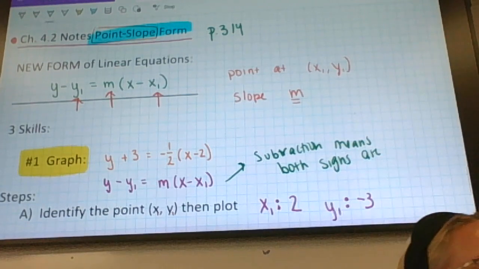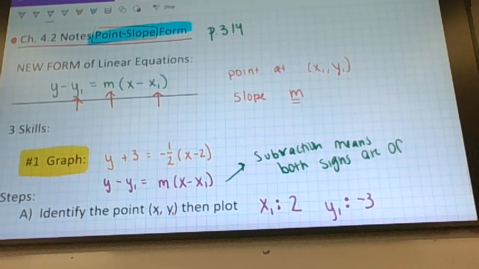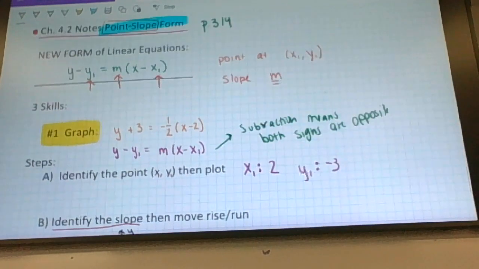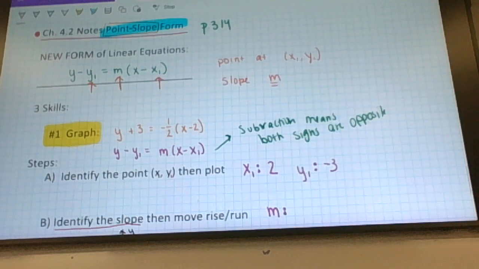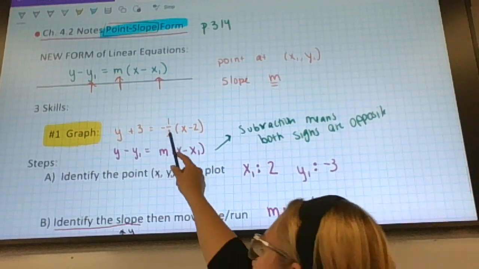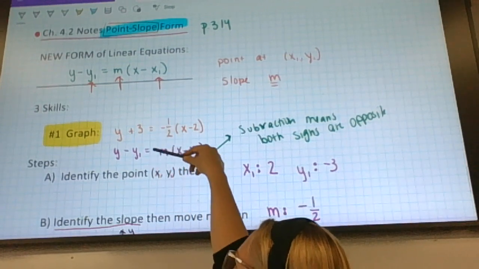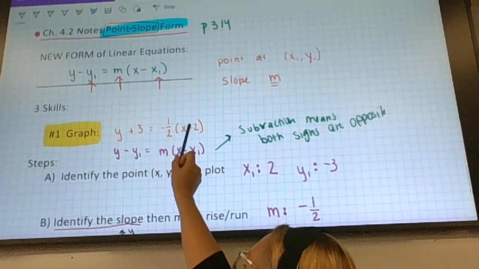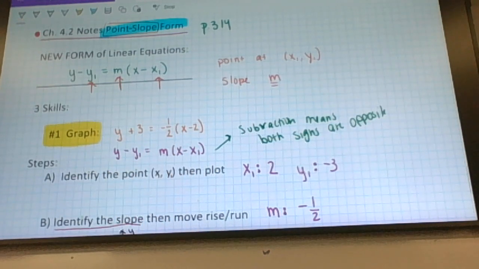You just think about it as opposite. That's it. What's the M value right there? What's the slope? I have written negative. Oh, yeah, that one's not opposite. The slope's not opposite because there's no negative sign there, but the y one and the x one are opposite. Slope is not opposite. So my slope is down 1, right 2, and my ordered pair is 2, -3.